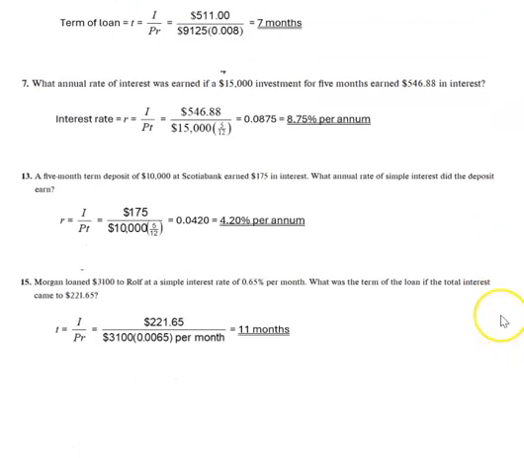Number 13, a 5-month term deposit of $10,000. So there is your principal, and your term is 5 months, so 5 over 12. And we know it earned $175 in interest. So we need to figure out the rate. So 175 divided by 10,000, multiply the 10,000 by 5/12, and that works out to 4.2%.